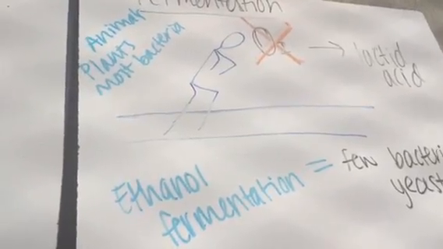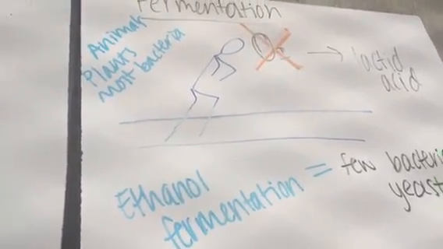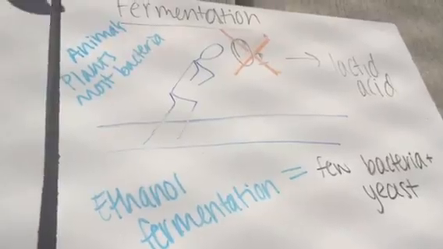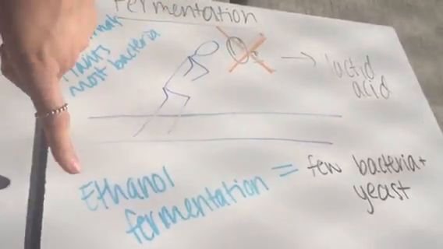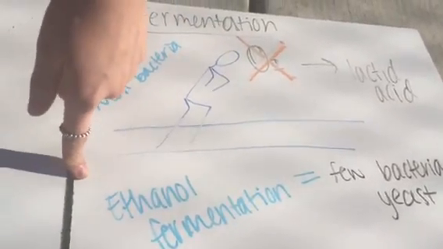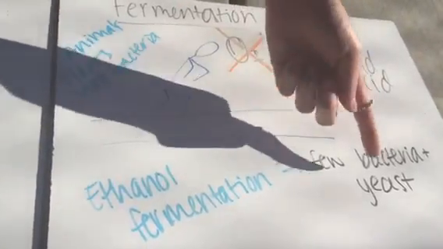Because there's a lack of oxygen. And lactate fermentation occurs in animals, plants, and most bacteria, but there's a second type of fermentation called ethanol fermentation, which occurs in few bacteria and yeast.